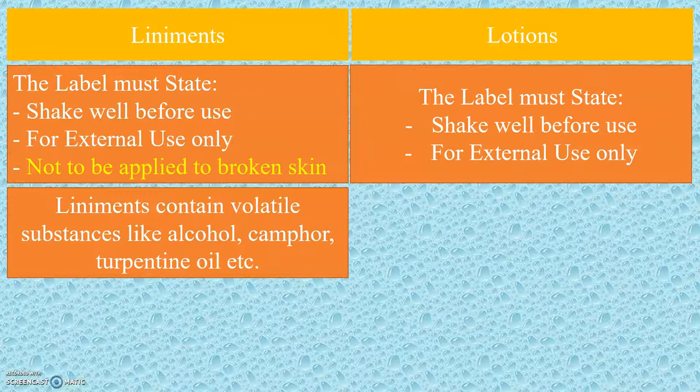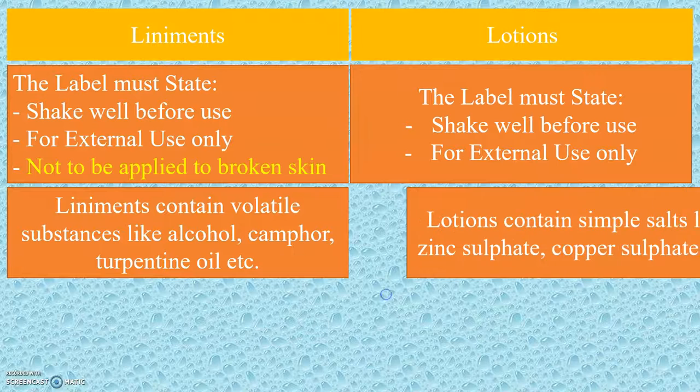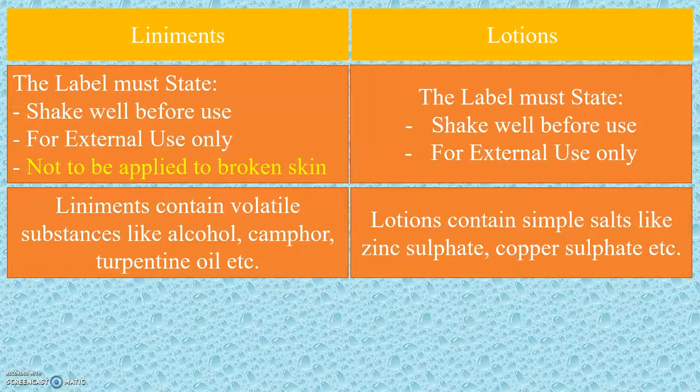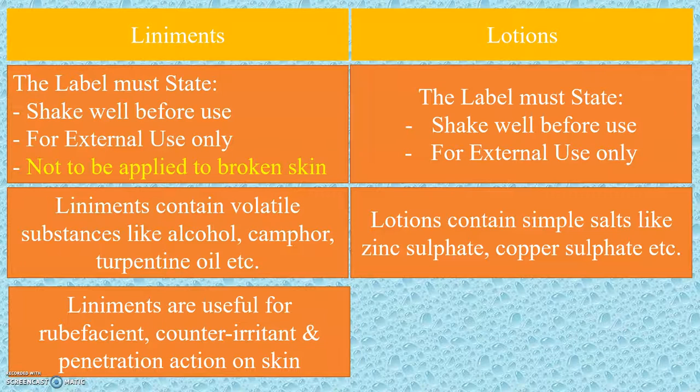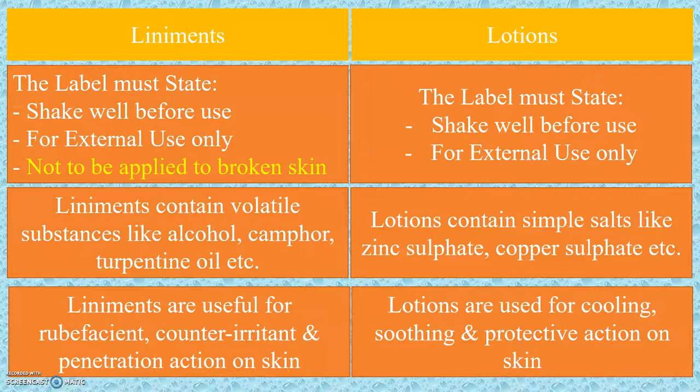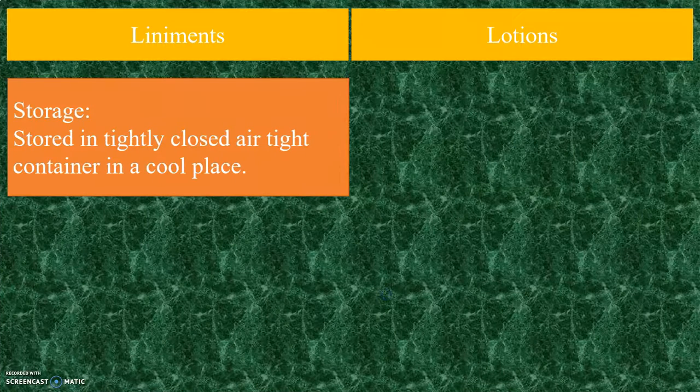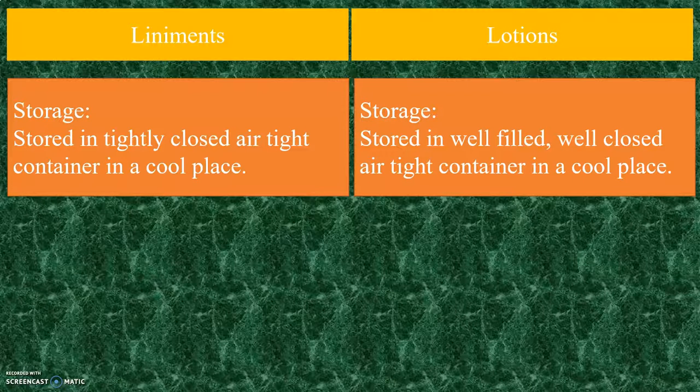Liniments contain volatile substances like alcohol, camphor, turpentine oil, etc. Whereas lotions contain simple salts like zinc sulfate, copper sulfate, etc. Next difference is that liniments are useful for rubefacient, counter-irritant and penetration action on skin, whereas lotions are used for cooling, soothing and protective action on skin. Next difference, storage. Liniments are stored in a tightly closed airtight container in a cool place, whereas lotions are stored in a well-filled, well-closed airtight container in a cool place.